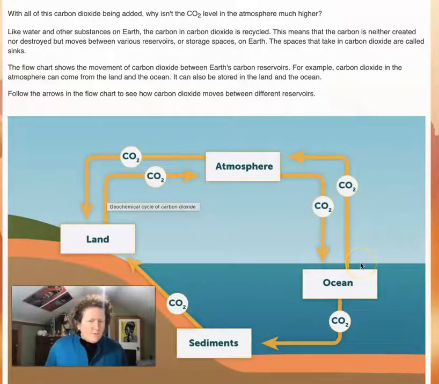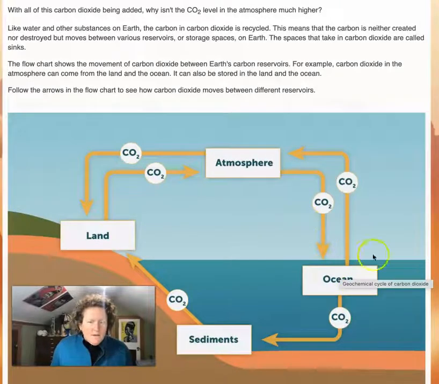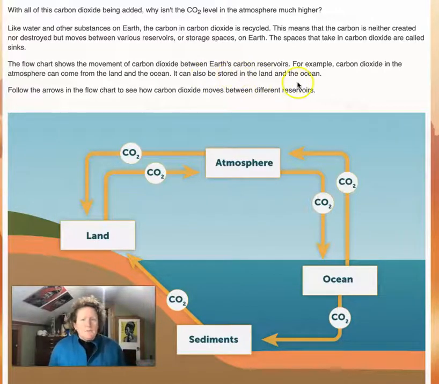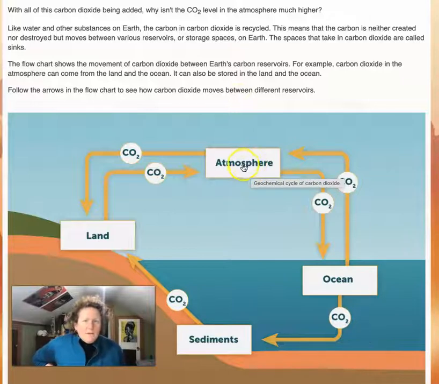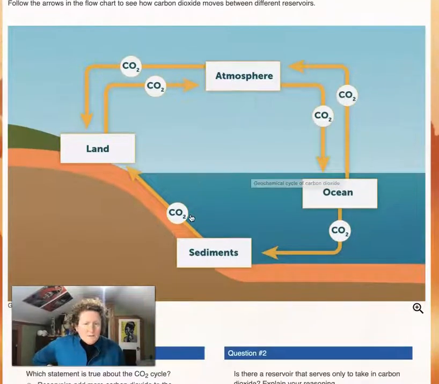The ocean can absorb carbon dioxide, just like a soda can have bubbles in it. Liquids can absorb carbon dioxide. And that carbon dioxide can also leave the ocean, just like bubbles leave your soda. The flowchart shows the movement of carbon dioxide between Earth's carbon reservoirs. For example, carbon dioxide in the atmosphere can come from the land or the ocean, and also can be stored in the ocean or the land. Follow the arrows in the flowchart to see how carbon dioxide moves between different reservoirs.